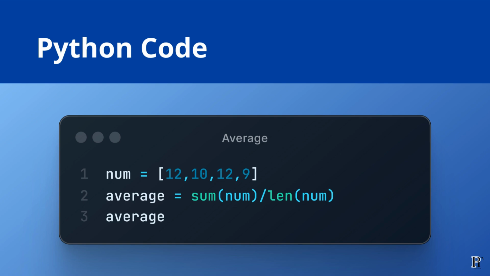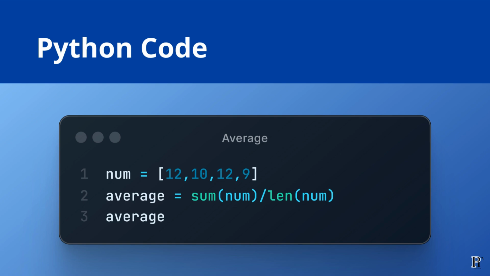Sum is a built-in Python function which adds all the numbers present in a list. And then we have a length function, which is also a built-in Python function. By using the length function we can find the number of elements present in a list. So first we will calculate the sum using the sum function, and then we will divide by the length of the list. So this is the average value which we got. This is a very simple Python code.